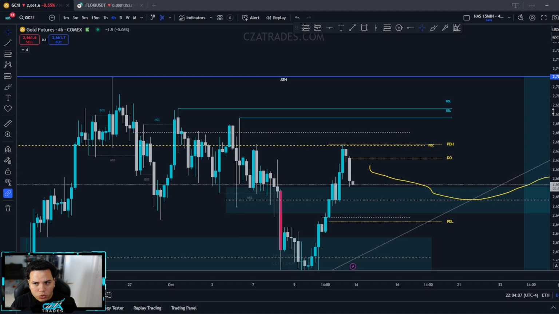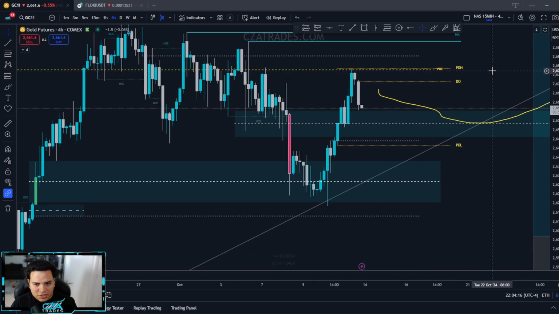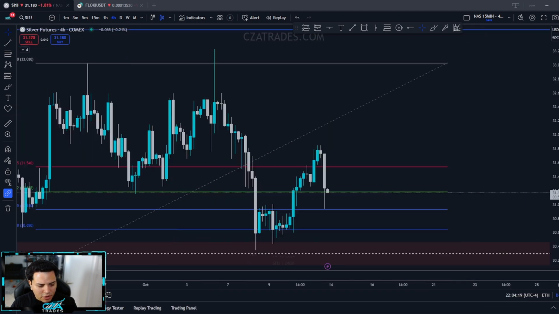We weren't expecting gold to break the 2000 threshold so violently and then go into like 2700. It's really, really high right now when it comes to gold. That's insane. Let's move on to silver. Let's check out silver, how that looks.